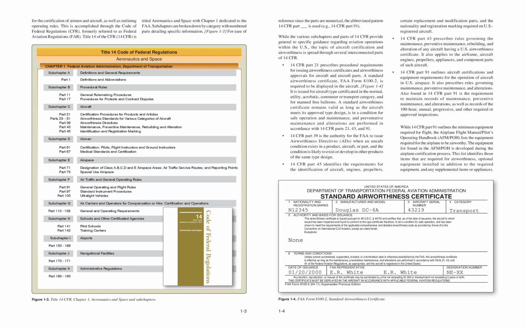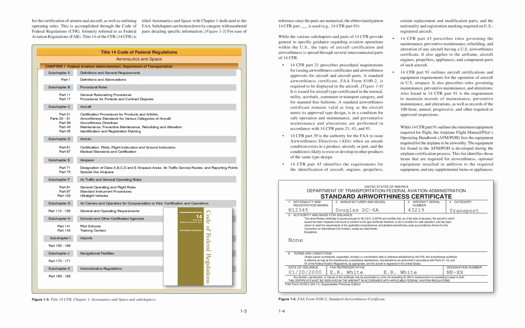5 Authority and Basis for Issuance. This airworthiness certificate is issued pursuant to 49 U.S.C. Section 44704 and certifies that, as of the date of issuance, the aircraft to which issued has been inspected and found to conform to the type certificate, to be in condition for safe operation, and has been shown to meet the requirements of the applicable comprehensive and detailed airworthiness code as provided by Annex 8 to the Convention on International Civil Aviation, except as noted herein. Exceptions: None.